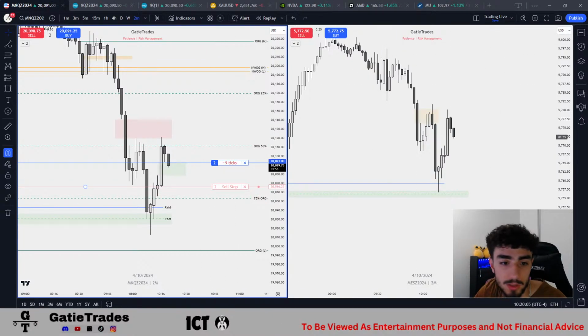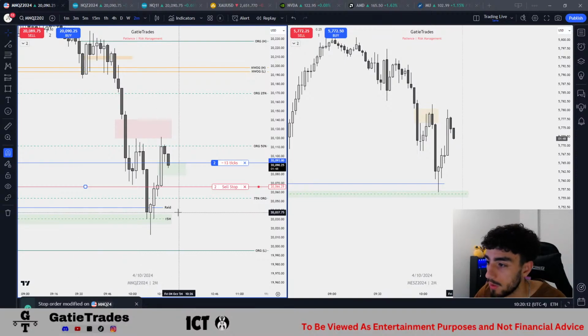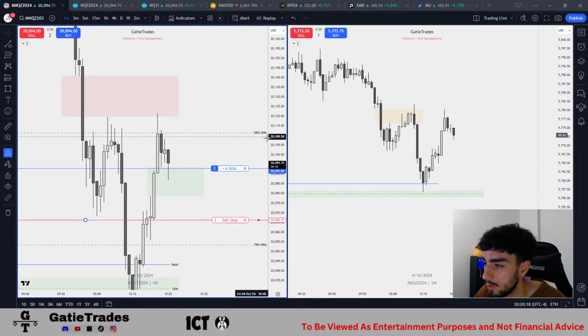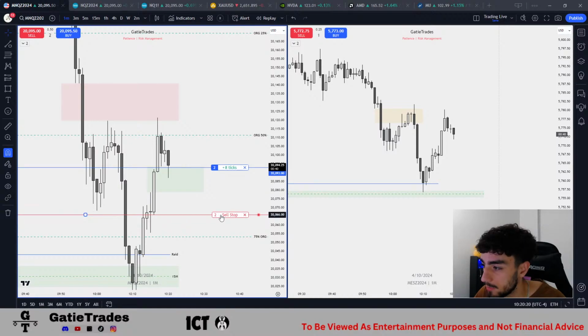Put our stop loss here, 2066. Let's do that. Covers the breaker, covers the second candle, the 2-minute fair value gap, covers the 1-minute. I like that stop loss. 1 tick below, 2065.75.